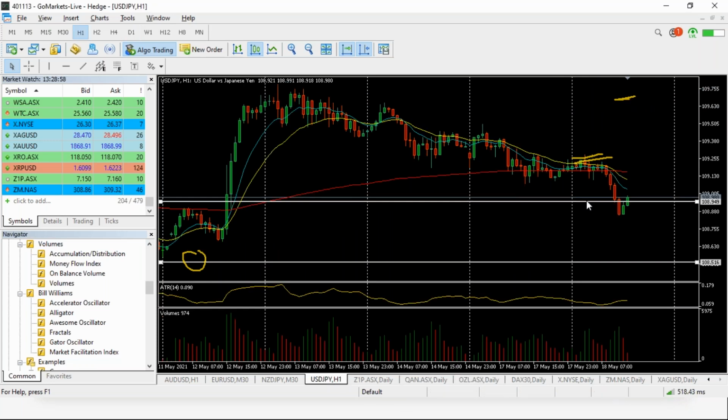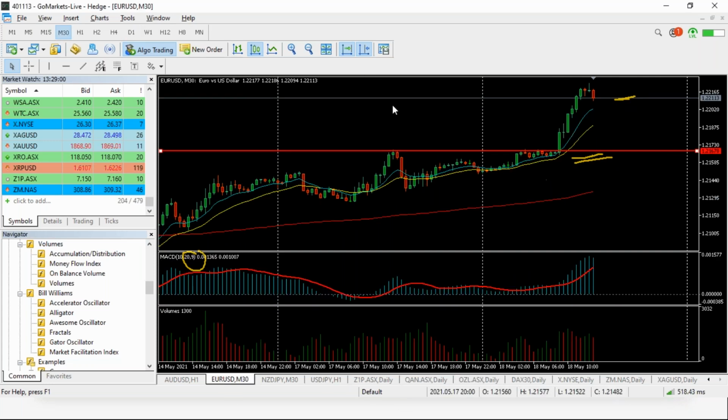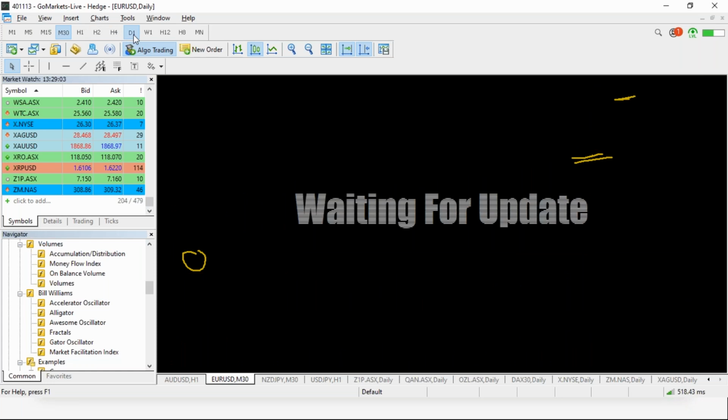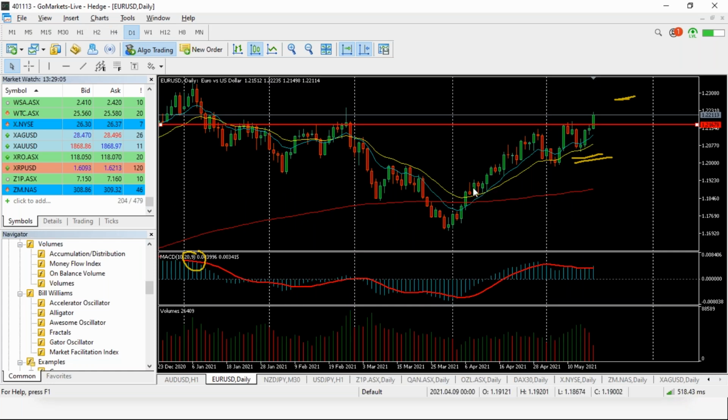If we look at Euro USD on the daily chart, there's the cross. Would we get in on this candle here? Well, no, because there's too much noise here. So we'd actually wait until this candle here, making sure that we've got increased volume, which we do.